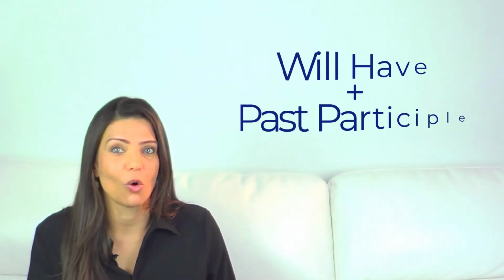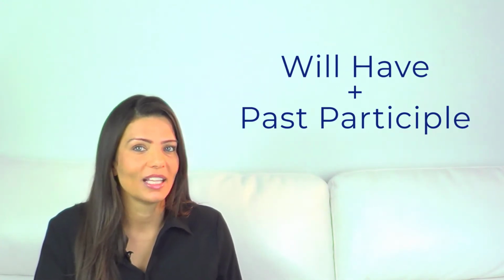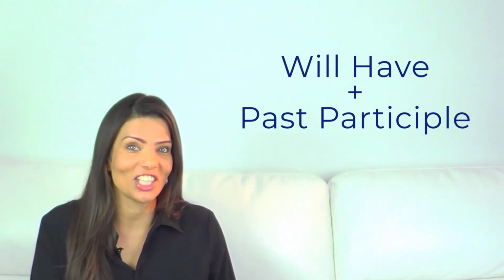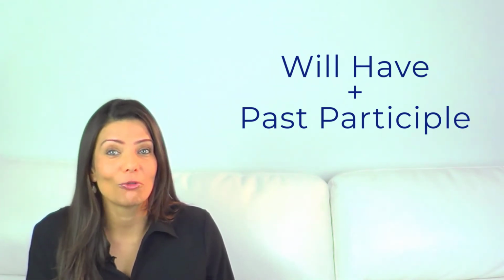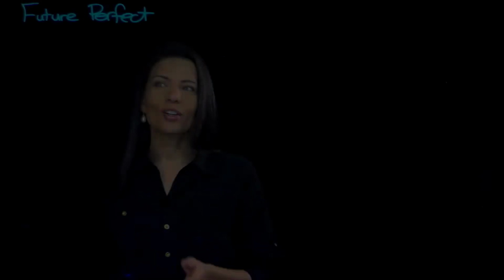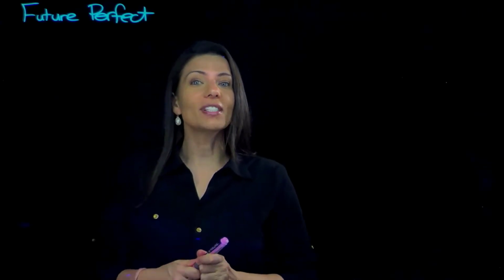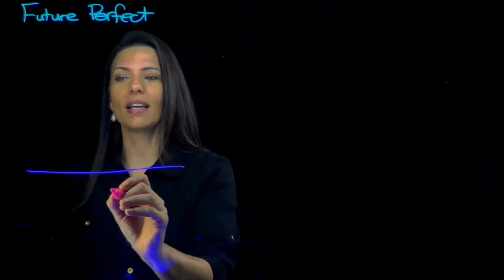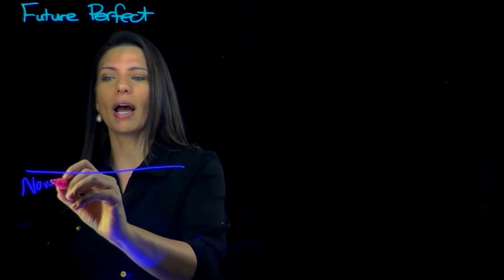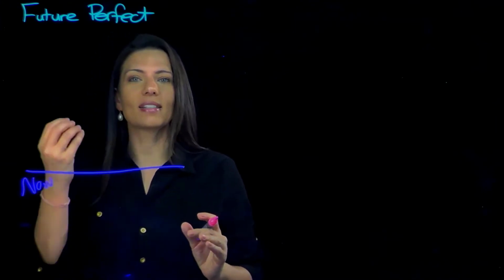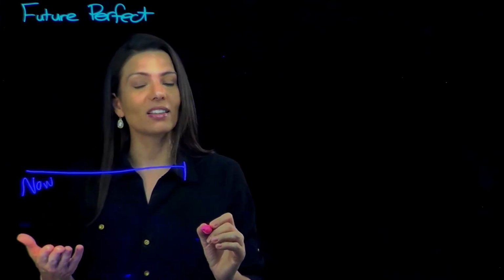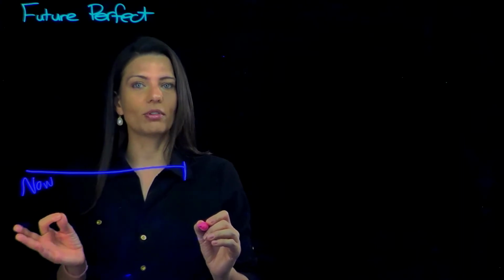The formula for the future perfect tense is pretty simple. Will have plus past participle. It doesn't matter if the subject of your sentence is I, you, he, she, we, they, or it. The formula doesn't change. So with the future perfect, we have a time concept that goes like this. Let's say this is a timeline, and this is now. By now, I mean it's the time of speaking. Now, we know with the future perfect, there's this concept of a deadline. That's the easiest way to think about the future perfect.